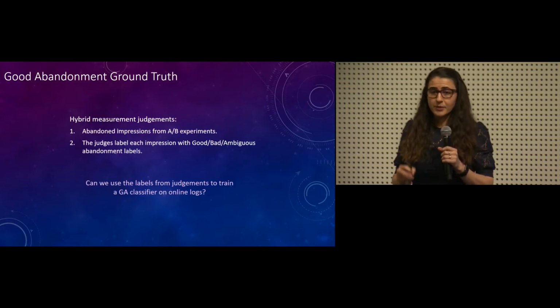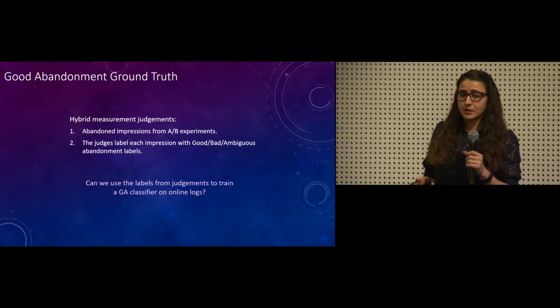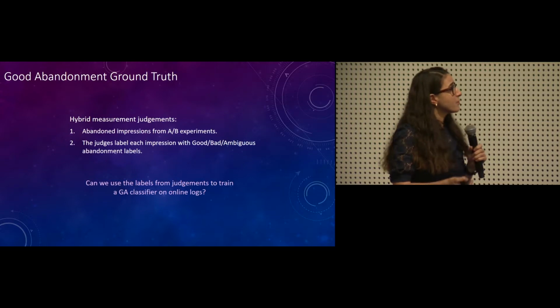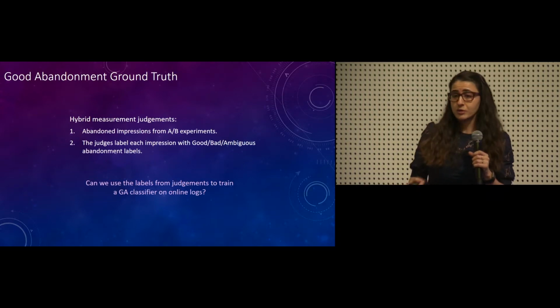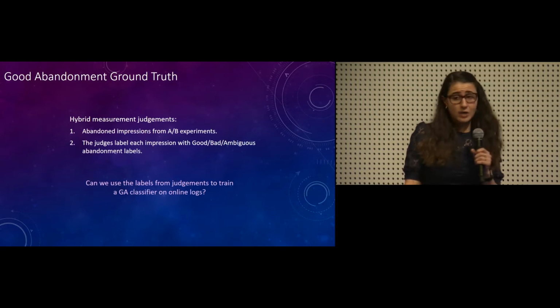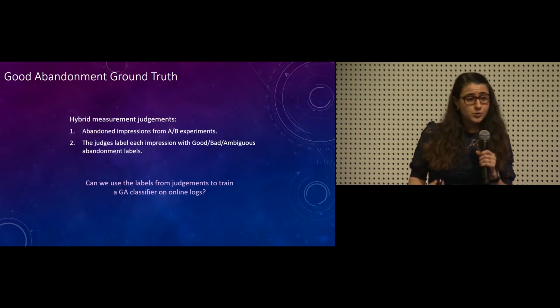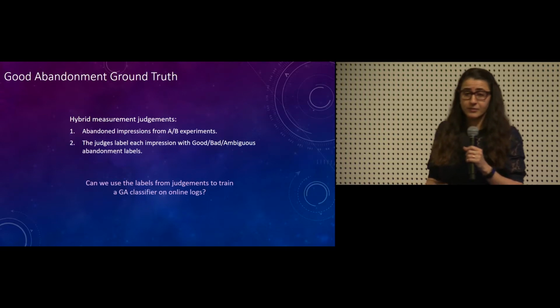So we thought about leveraging those hybrid measurement labels that we have. The hybrid measurement gives us abandonment impressions from actual user logs, and we also have a label for them. So can we use those to actually train a classifier for good abandonment based on the logs that we have?